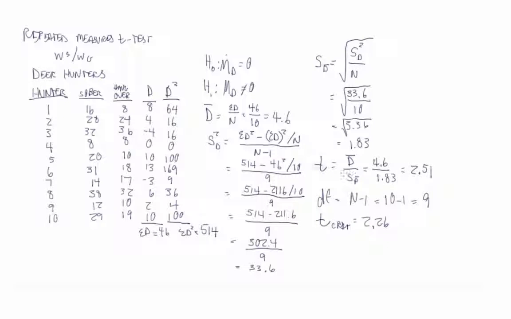So now we compare our t obtained to our t critical. 2.51 is greater than 2.26, and this allows us to reject the null hypothesis that there is no difference between the hunters' target shooting ability when they're sober and hungover. So we can say statistically that the hunters are better when they're sober rather than when they're hungover. So we're able to reject the null hypothesis. And that is how you do a repeated measures t-test.